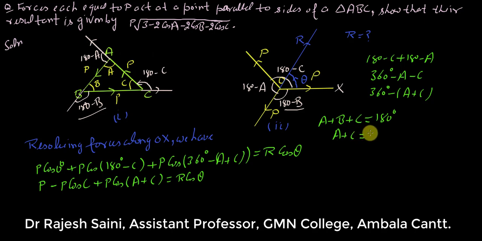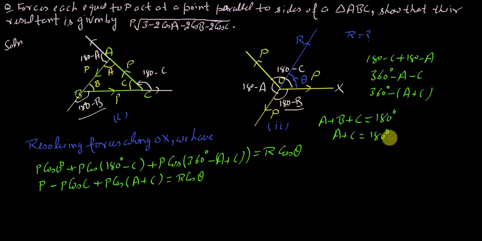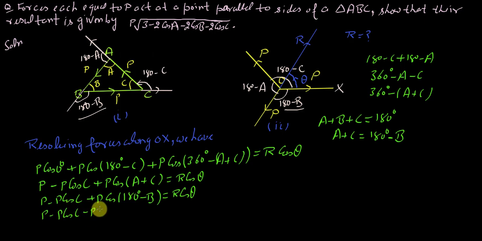A plus C will be 180 degrees minus B. So I am going to put it over here. P minus P cos C plus P cos 180 minus B is equal to R cos theta. Fine. So this will be P minus P cos C minus P cos B is equal to R cos theta. Because we know that in the second quadrant cos is negative, so it will be negative.